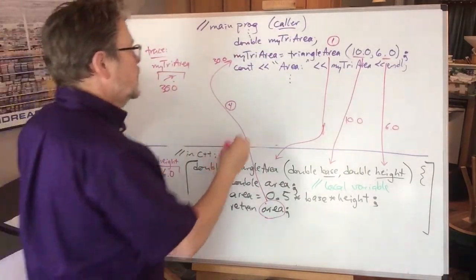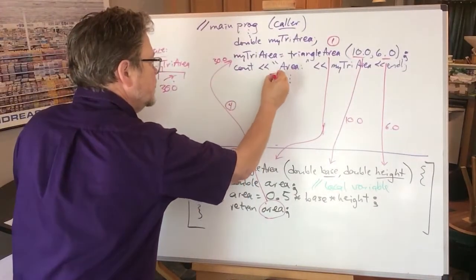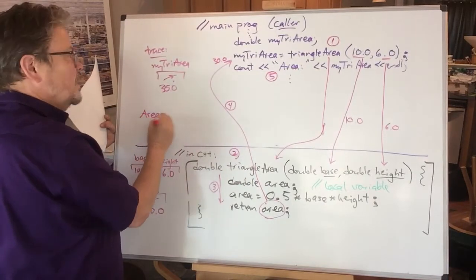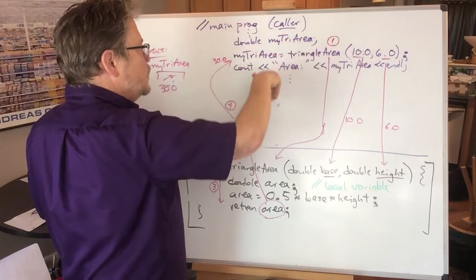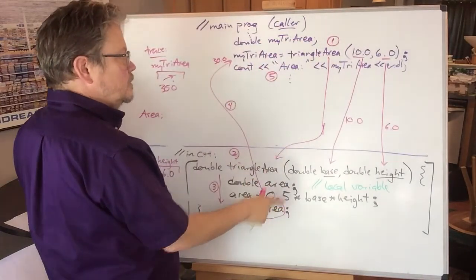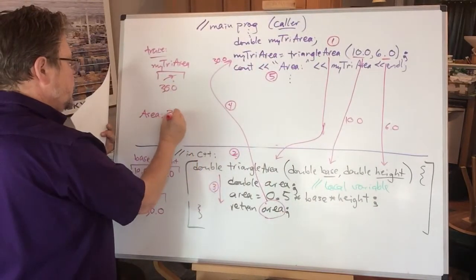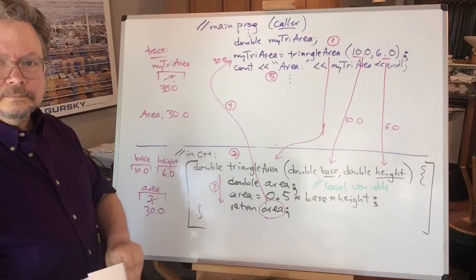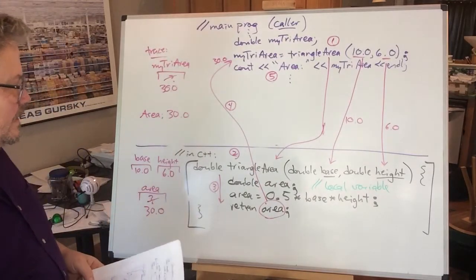That was step 4. Step 5 is we actually produce some output here. Area, colon. Even though the main program didn't calculate any area itself, it leaned on the function to do that. There is the area of that triangle now stored in that variable, area, 30.0. That's it. That's the whole function.